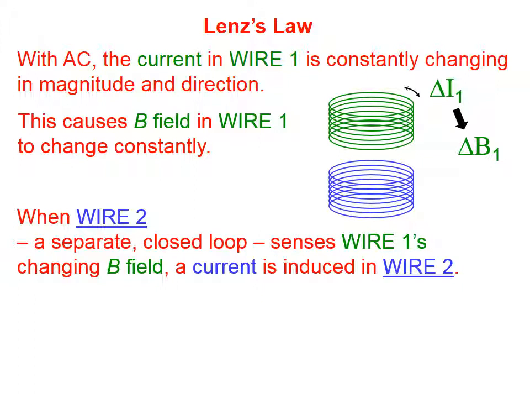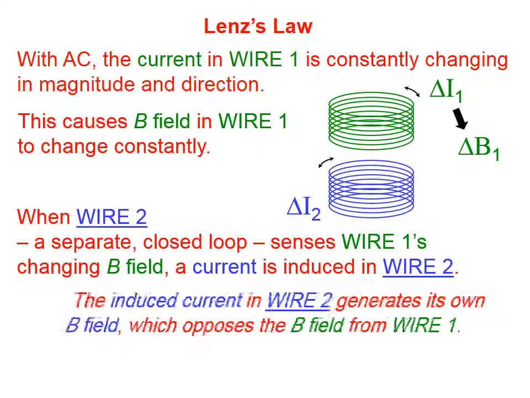Now, if we have a second loop of wire that's separate and closed, nearby the first loop, when it senses wire 1's changing magnetic field, it induces a current in that second wire. So when coil number 2 is nearby coil number 1, and coil number 2 senses the changing magnetic field from wire 1, it sets up a current in wire number 2.